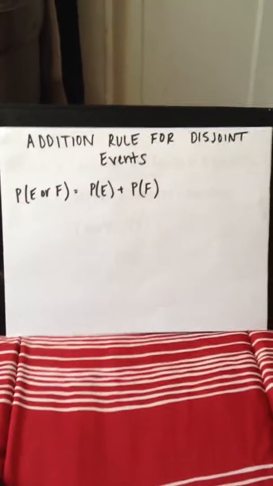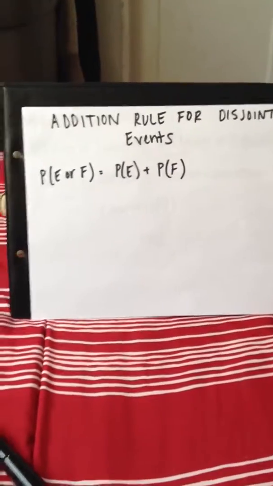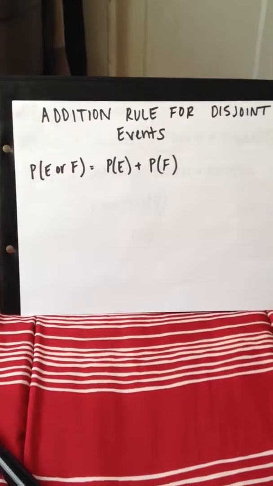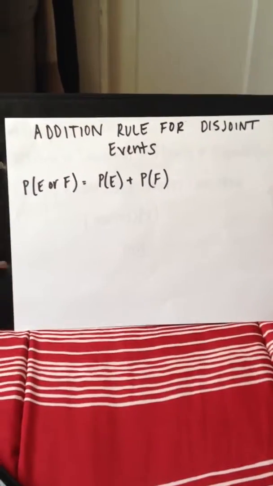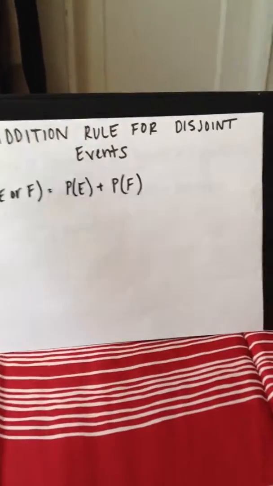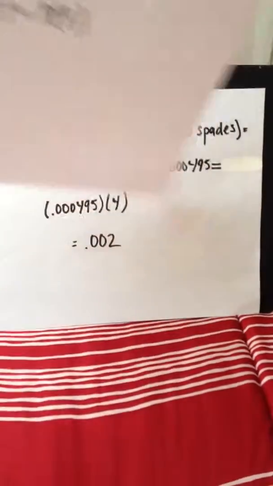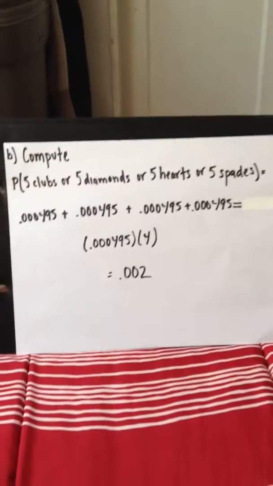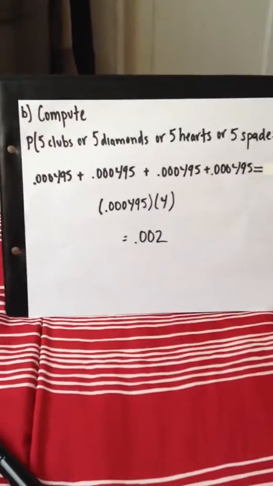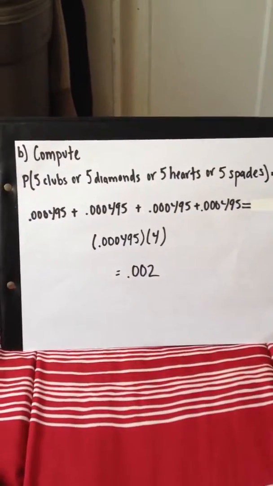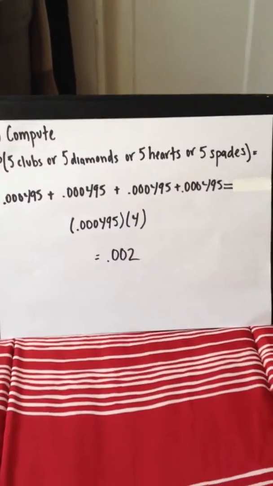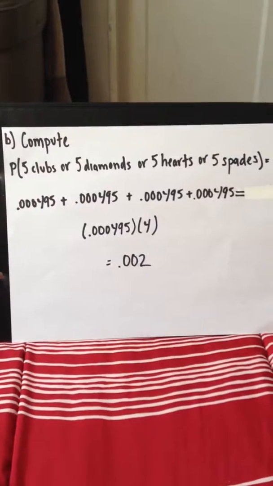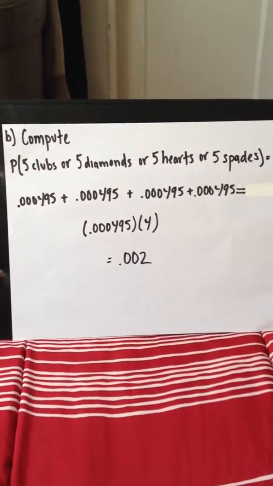For part B, I use the addition rule for disjoint events, which is the probability of E or F equals the probability of E plus the probability of F, and it can extend to as many events as you want. But in this case, we want to compute the probability of 5 clubs or 5 diamonds or 5 hearts or 5 spades, which is 4 different events that have nothing in common.